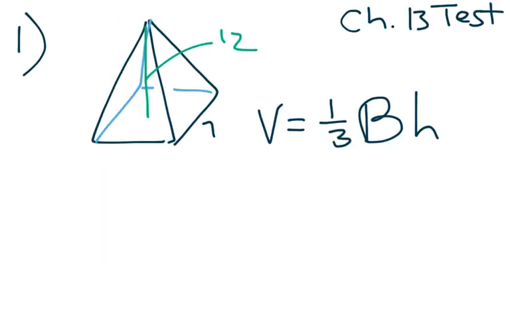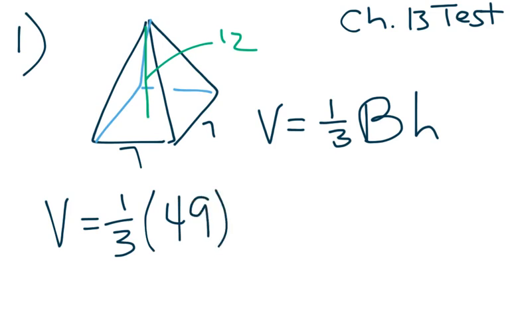Okay, so moving on to chapter 13, test number 1. What is the volume in cubic feet of the square pyramid below? So remember, the volume of a pyramid is 1/3 times B, that's big B, which means we're looking for the area of the square on the bottom, times the height, which is 12. To find the area of the base, we multiply length times width. So volume equals 1/3 times 7 times 7, which is 49, times 12, which is the height.